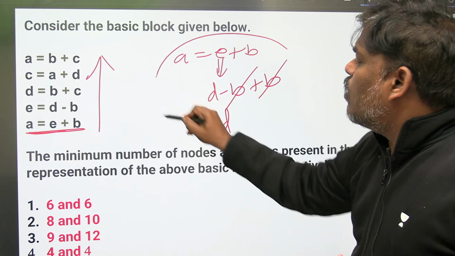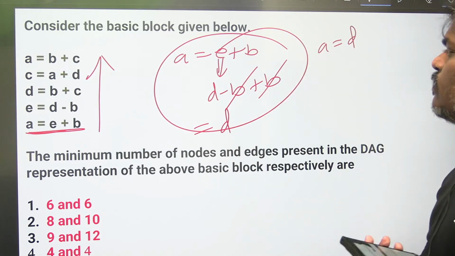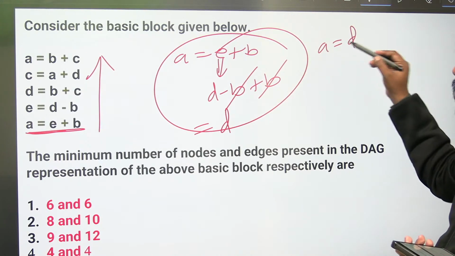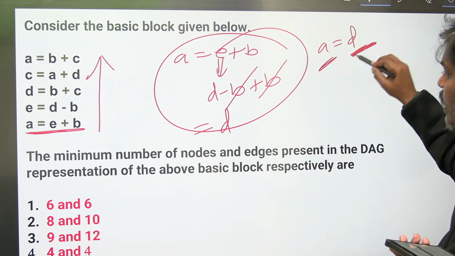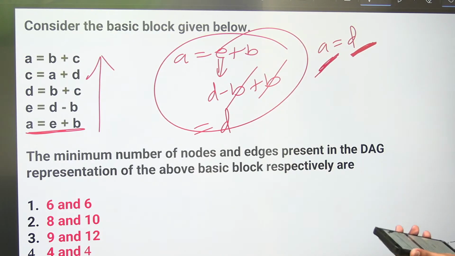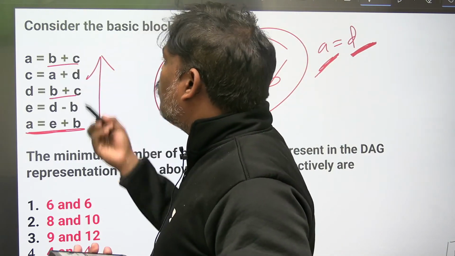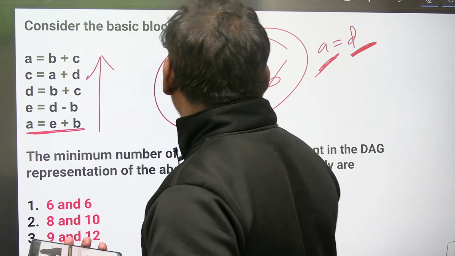So from this, the conclusion I got is A is equal to D, because B cancels. What is the meaning of A is equal to D? Whatever is D, that is A. Please be careful. So directly, that is the one minimization, but it is not possible here because both are not the same. You should do it indirectly like this.